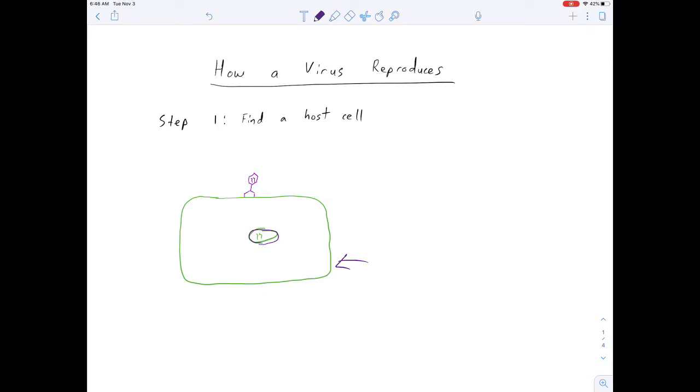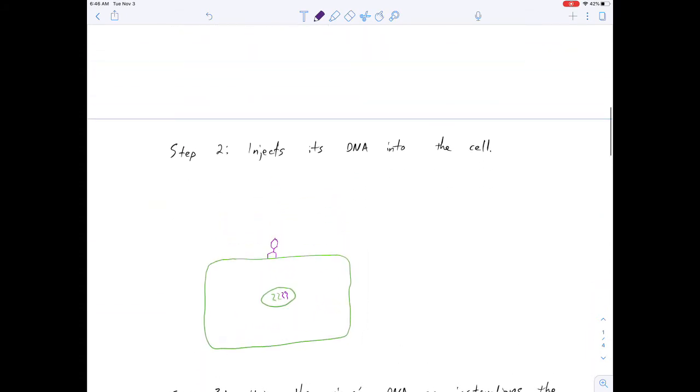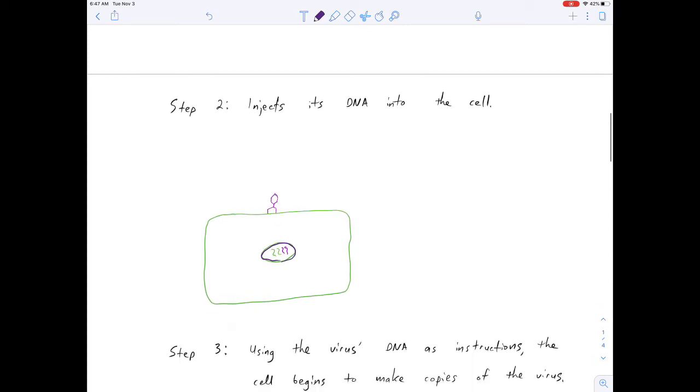Well, along comes Mr. Virus, or Ms. Virus. They don't really have boys or girls, so we'll just call it a virus. And you can see representing purple, there's two purple strands of DNA in that. So it finds a host cell. Now, this virus is going to inject its DNA into the cell. So now into the nucleus or brain in the cell, it's got two sets of instructions. You can see the green ones representing the cell's instructions, the purple ones representing the virus's instructions.